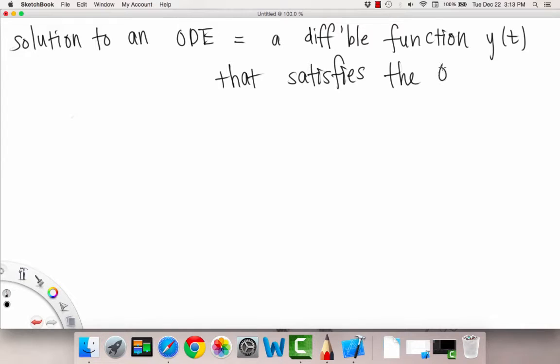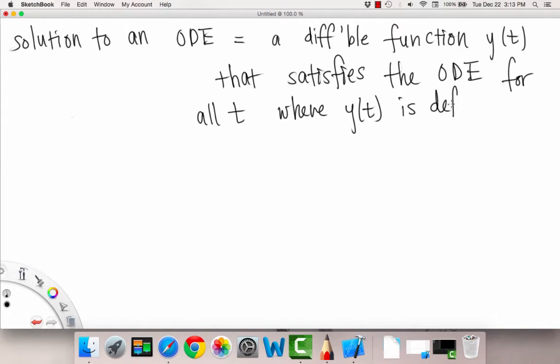the ODE, for all t where our function y of t is defined. This is just a technicality. And again, like I said, we don't have to be using t for our independent variable. We can use x just as well. We don't have to use y for the name of our single variable function, and you will see it where it's different, like an x of t or something like that.